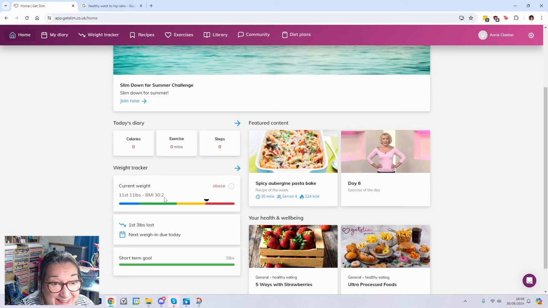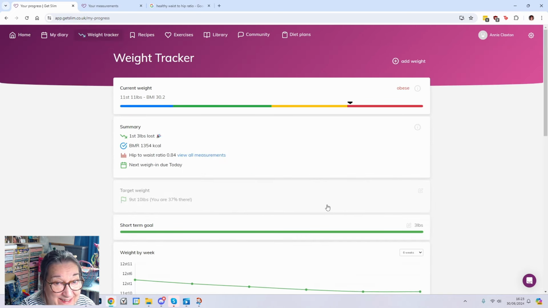So I'm still in the obese category, but only just. My BMI is 30.2. 1 stone, 3 pounds lost. Next weigh-in due today. Okay, weight tracker. Let's go in. 9 stone, 10 pounds. That's my target weight. I'm 37% there. My short-term goal is what I was after, the 3 pounds.